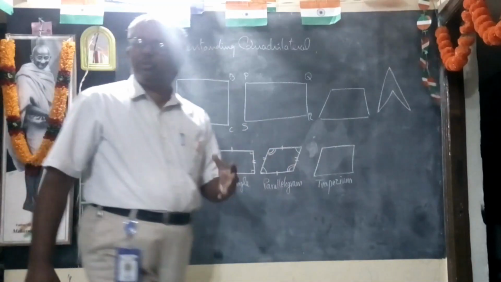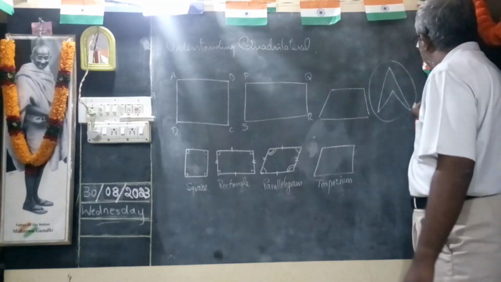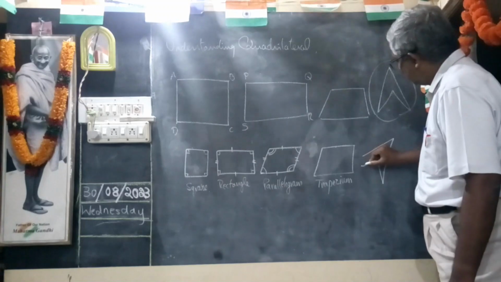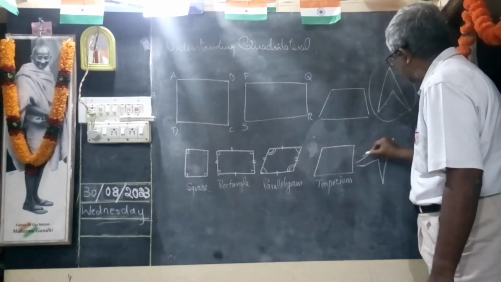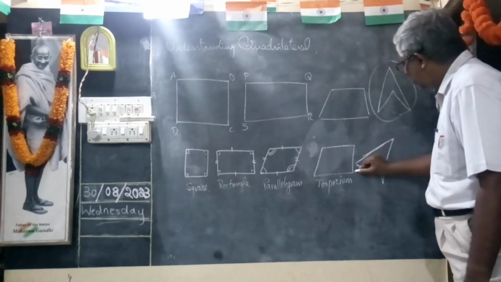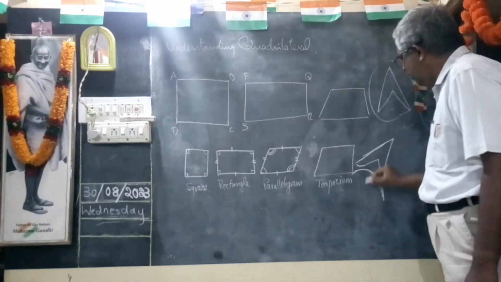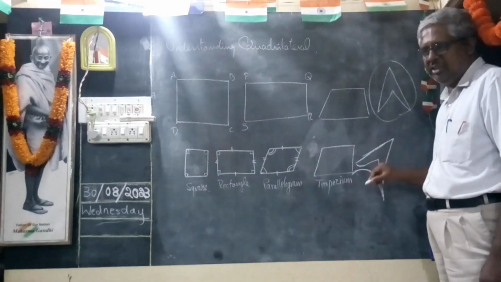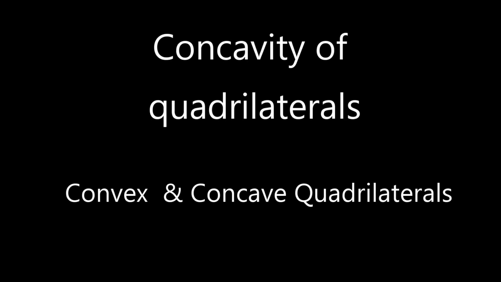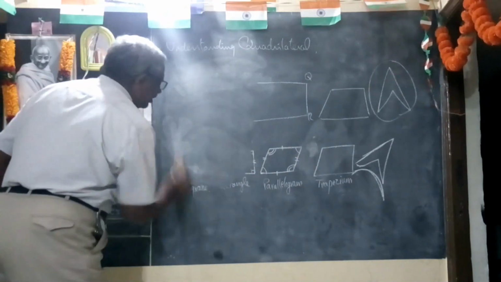So these are quadrilaterals. And I showed you a figure here which is nowhere similar to what we see in the other. There is something called concavity. We call this concavity. Let us see more about this. Okay, what is this concavity or convexity of a quadrilateral?